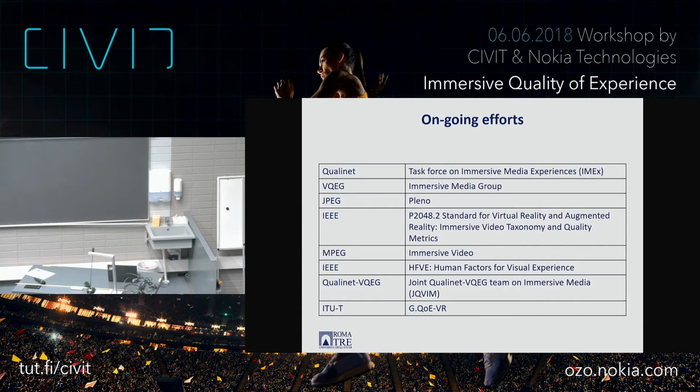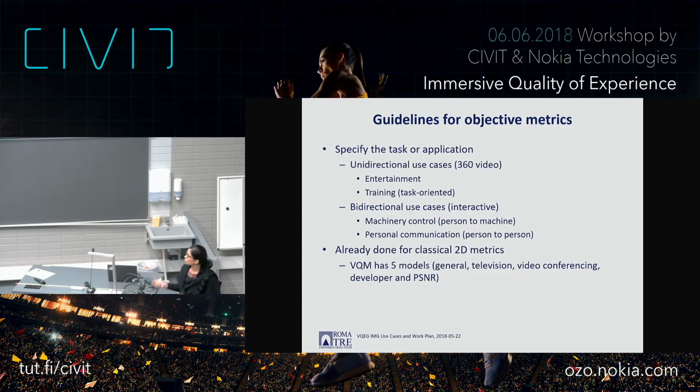It started activities in October, but not really information about the current activities, but it's a group on quality of experience on virtual reality. What is going on in these groups? Well, the first thing that has to be defined somehow are the guidelines that need to be followed to create objective metrics. And the first thing, this is something that we were discussing also in the previous talk, is that we cannot escape from being dependent on a specific task or an application.